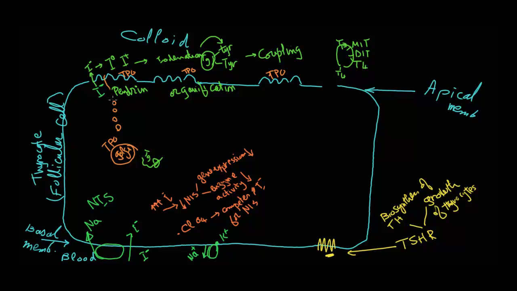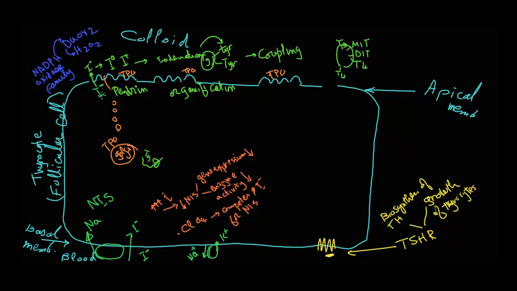Oxidation by TPO will need H2O2. So there must be a system for generating H2O2. And this system is an enzyme that's called dual oxidase 2 or DuOX2. This is a member of the NADPH oxidase family and is located at the apical membrane of the thyroid follicular cell.